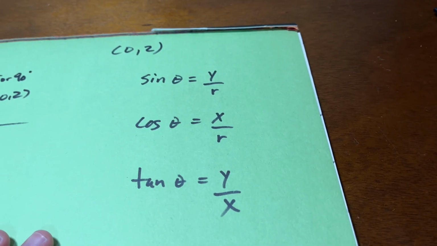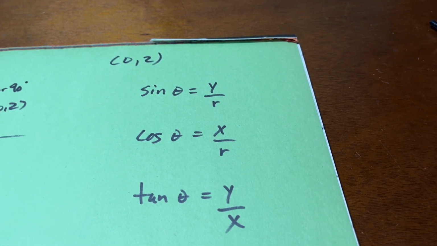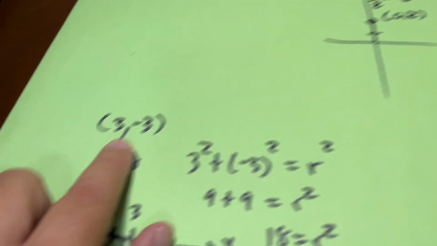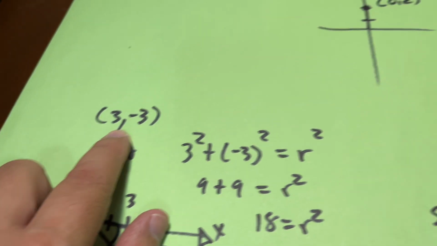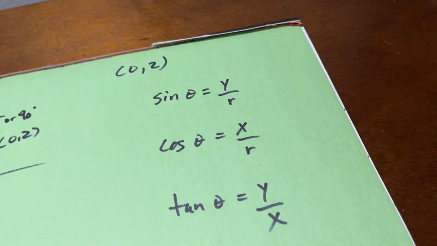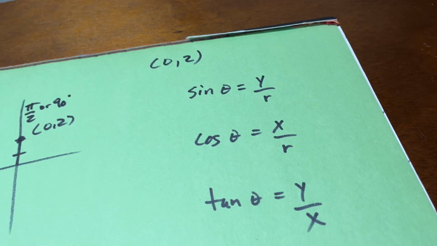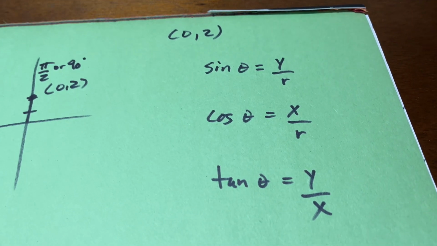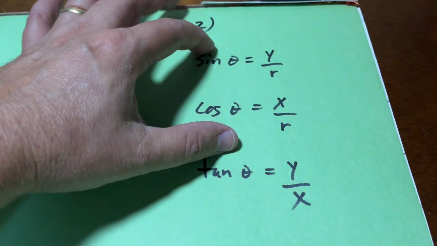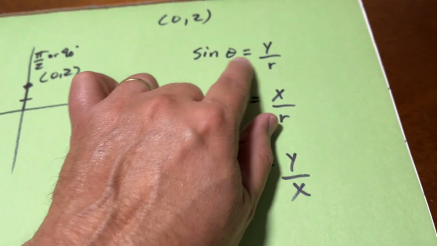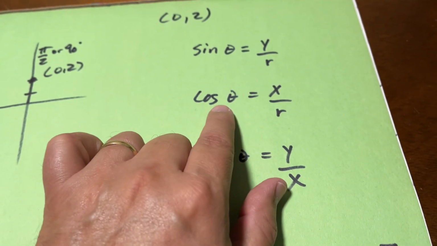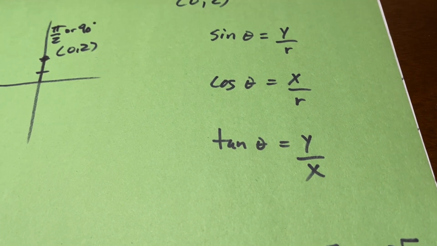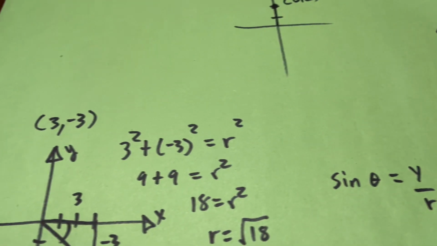Hey guys, let's talk about these trig functions here, primarily using an ordered pair like (0, 2) or (3, -3) to find these trig functions and their reciprocals: cosecant, secant, and cotangent. So first of all, you do need to memorize these. The sine of an angle is equal to y over r. The cosine of an angle is equal to x over r, and the tangent of an angle is equal to y over x.